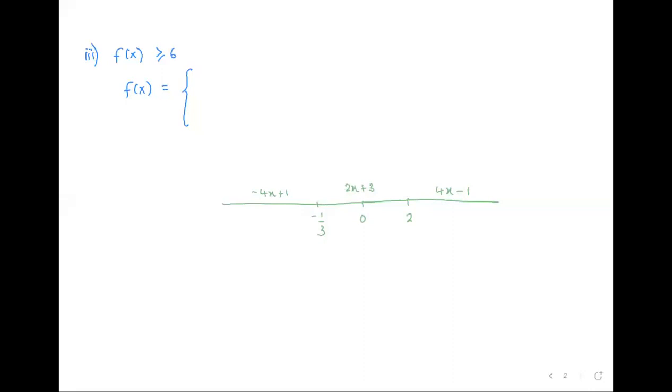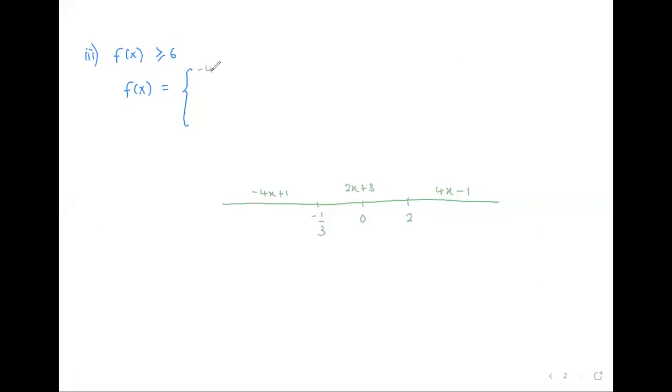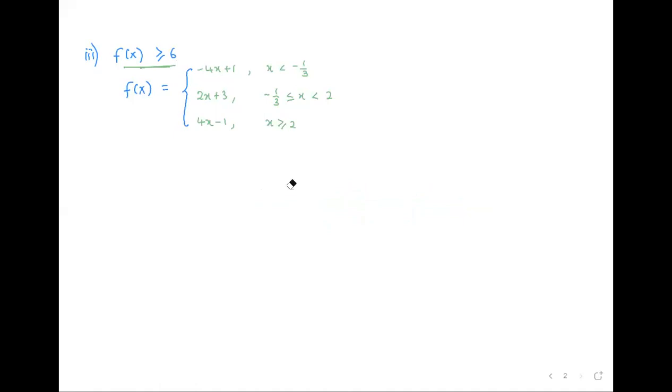Part 3. The function is defined as negative 4x plus 1 when x is less than negative 1 over 3, and as 2x plus 3 when negative 1 over 3 is less than or equal to x, less than 2, and 4x minus 1 when x is greater than or equal to 2. But we must solve for f of x greater than or equal to positive 6.